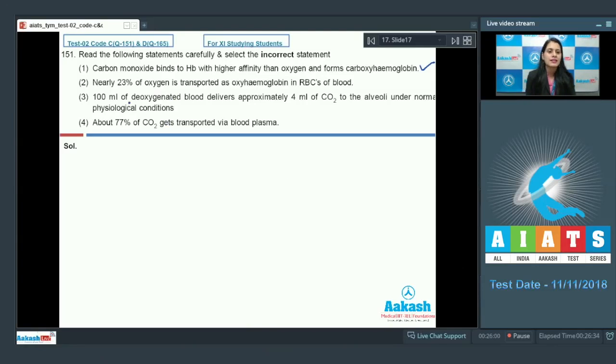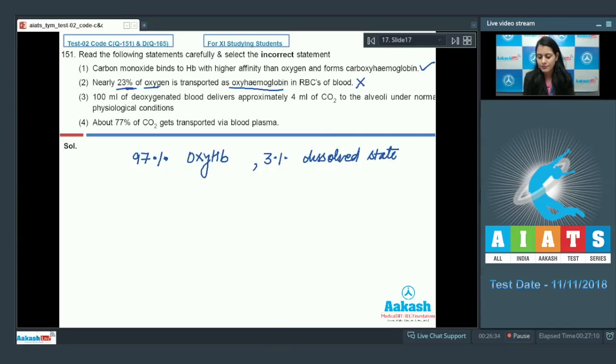Our second statement given is nearly 23% of oxygen is transported as oxyhemoglobin in RBCs of blood, and this is incorrect because it is not 23% of oxygen but 97% of oxygen which is transported as oxyhemoglobin in RBCs of blood, and the rest 3% is transported in dissolved state in plasma. So this is an incorrect statement and is the correct answer to our question.